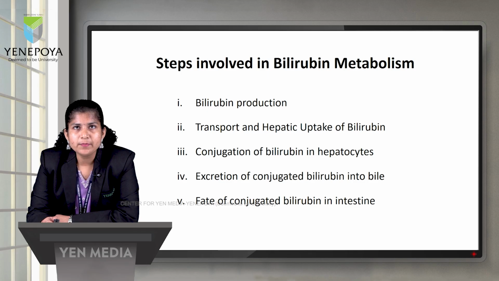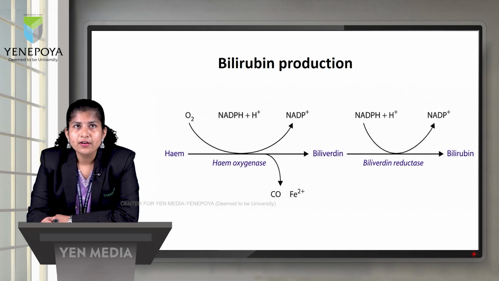Steps involved in bilirubin metabolism: bilirubin production, transportation and hepatic uptake of bilirubin, conjugation of bilirubin in the hepatocyte, excretion of conjugated bilirubin into the bile, and fate of conjugated bilirubin in the intestine. First we will see bilirubin production, how it takes place.